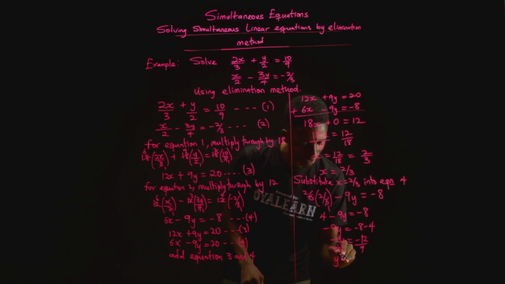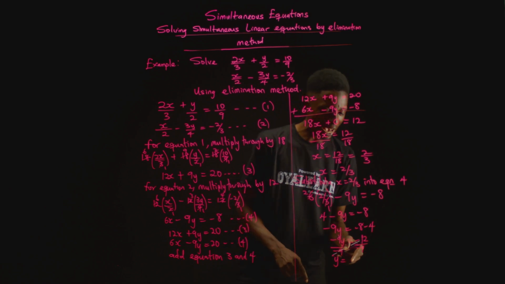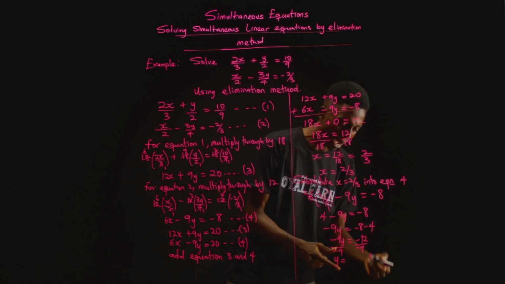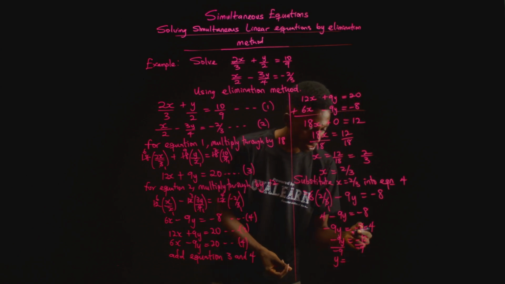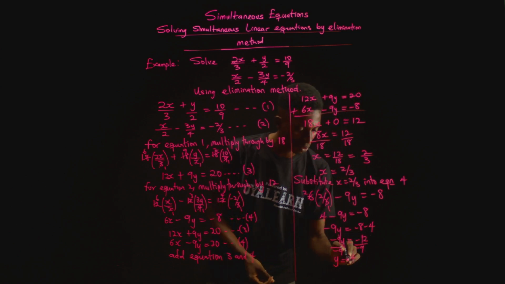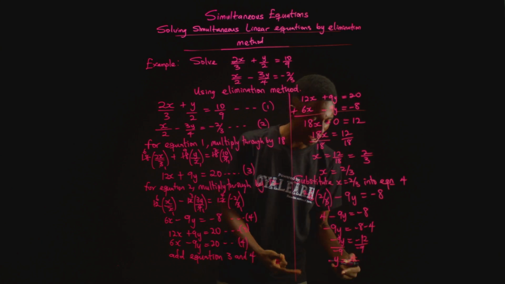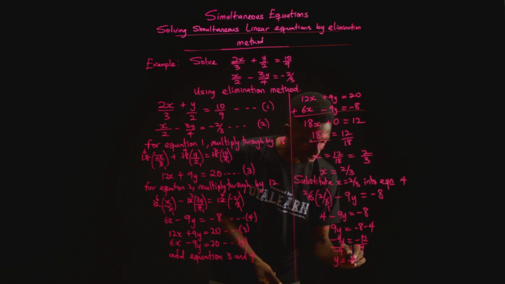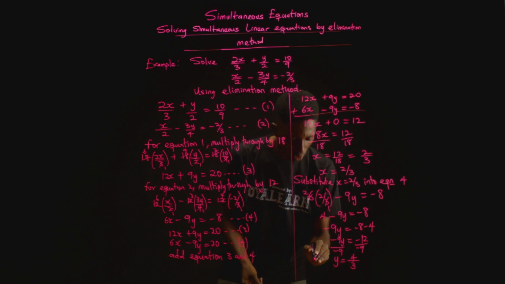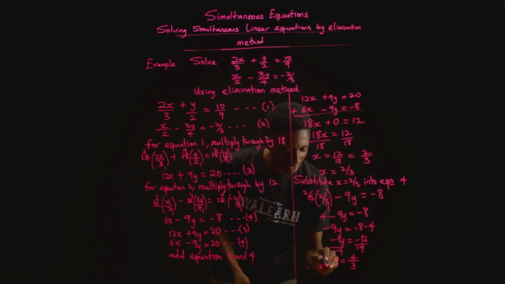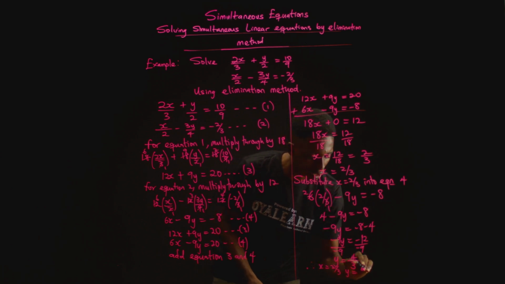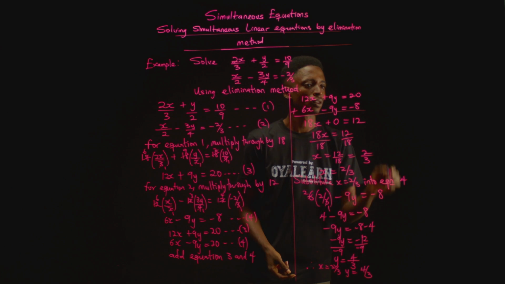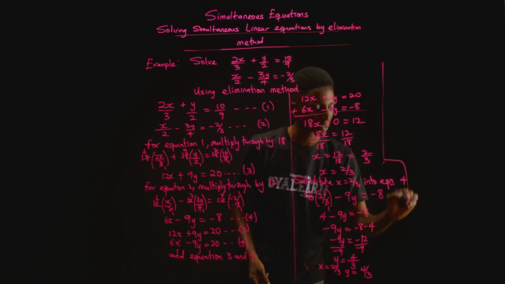our y equals, now the highest common factor here is minus 3. So minus 12 divided by minus 3 would give us 4, over minus 9 divided by minus 3 would give us 3. So x equals 2 over 3 and y equals 4 over 3. You can go on to check this.